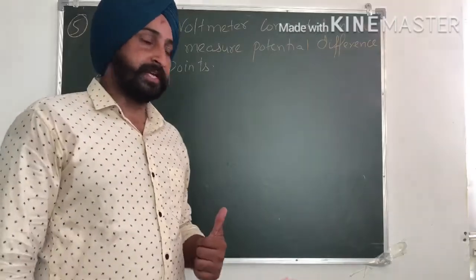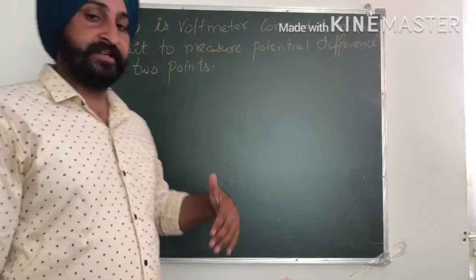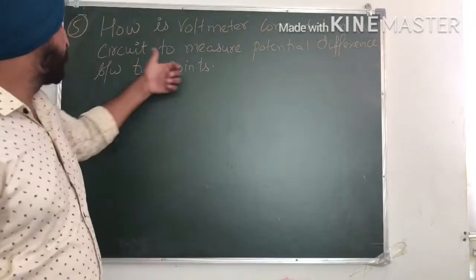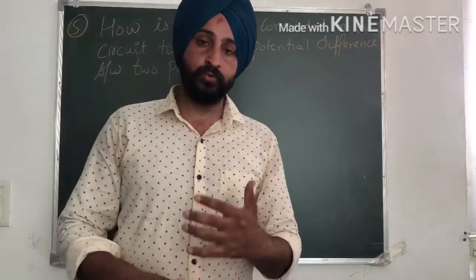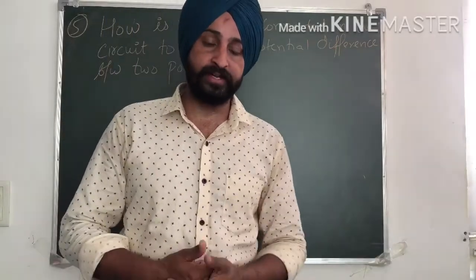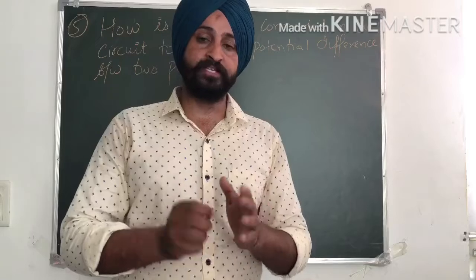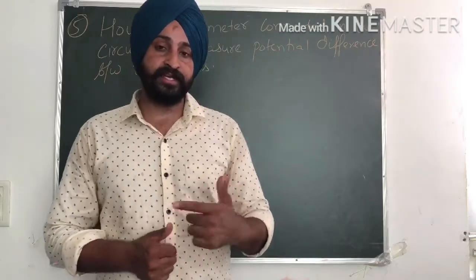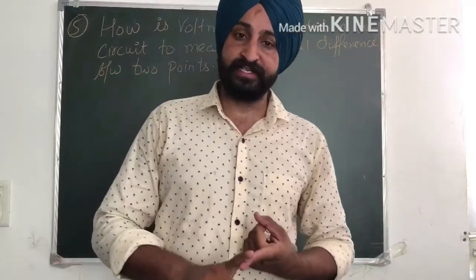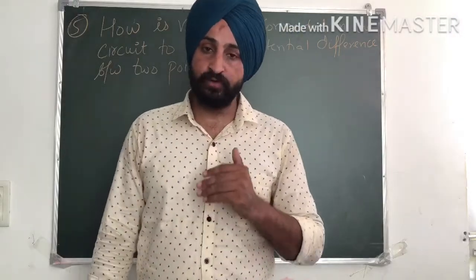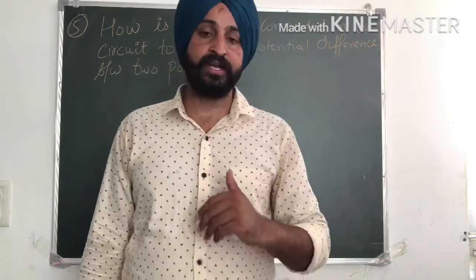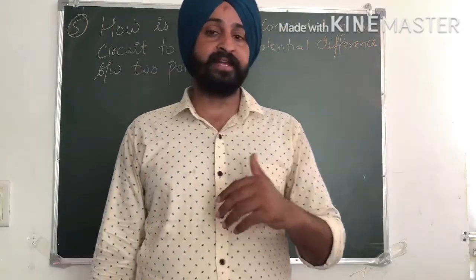So our fifth question is, how is a voltmeter connected across a circuit to measure potential difference? Means they have just asked how will you connect a voltmeter across a circuit if you want to measure potential difference. See, there are two ways of connection. One you can connect in series and one you can connect in parallel. And a voltmeter is always connected in parallel. So our answer would be, voltmeter is connected in parallel.